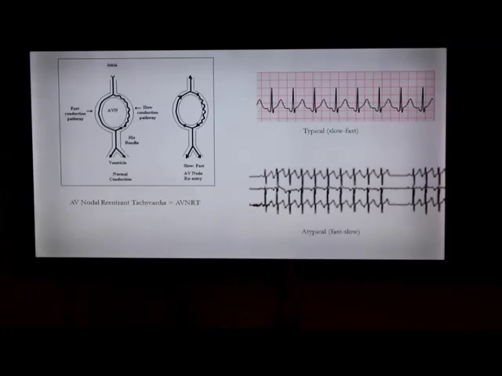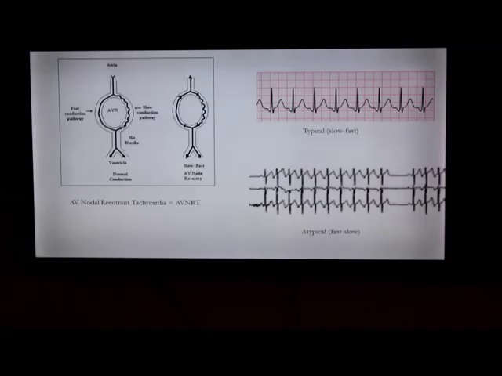And then depending on which one is up and which one is down, which one is antegrade and which one is retrograde, that gives the classification. So classically, if the signal goes down the slow pathway and up the fast pathway, that is typical AVNRT.